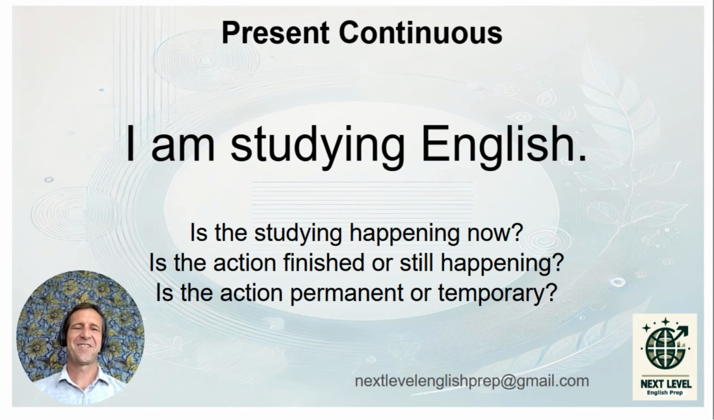Let's look at this sentence. I am studying English. Is the studying happening now? Yeah, it's happening at the moment. Is the action finished or is it still happening? It's still happening. Am studying, still happening. Is it permanent or temporary? It's temporary. You won't study forever. So, present continuous is for actions that are happening now or around now and are usually temporary.